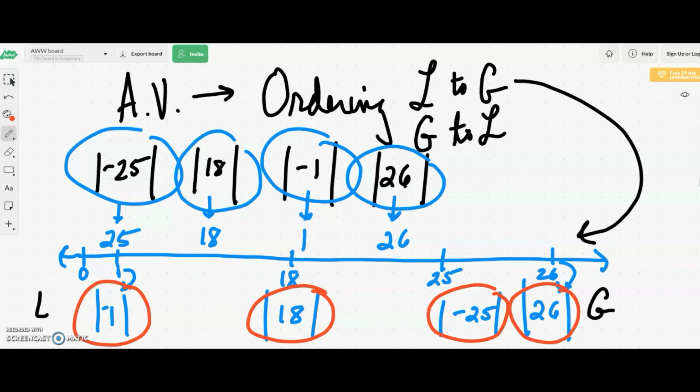Just strip it down. It doesn't matter if it's a whole number like you see up here, 18, -1, whole numbers. If it's decimals or fractions, it's the same concept. Strip away the signs, and that's what you go with. Okay?